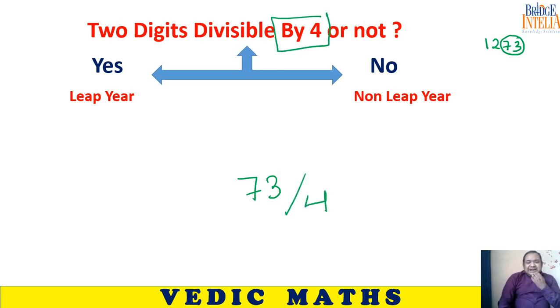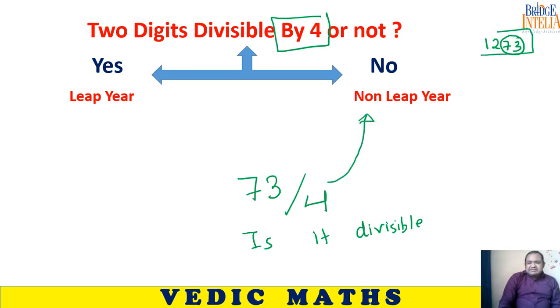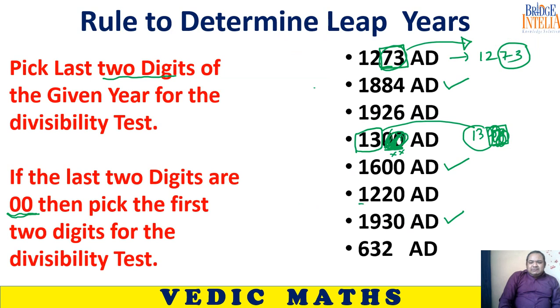And if it is perfectly divisible, is it divisible? You have to ask this. Is it divisible? So it is not divisible. If the answer is no, that means the given year 1273 is not a leap year. Fine. So now let's take 1220 AD.